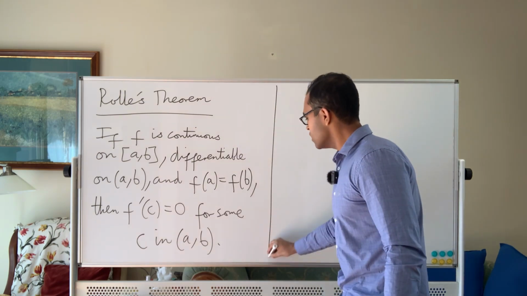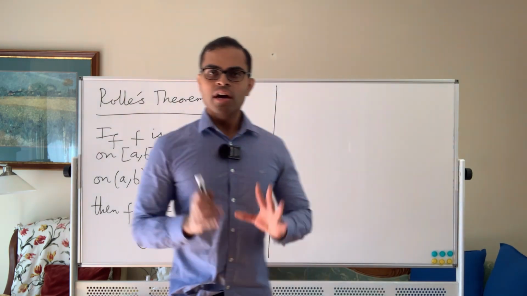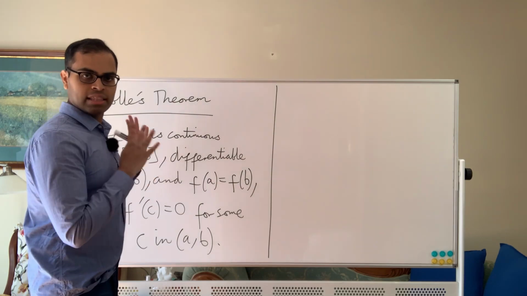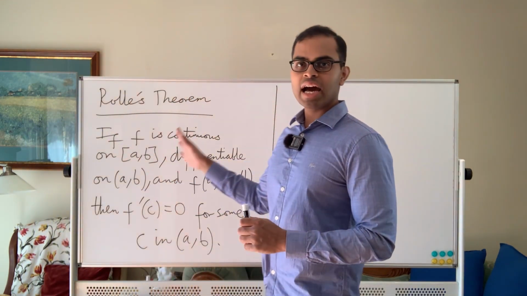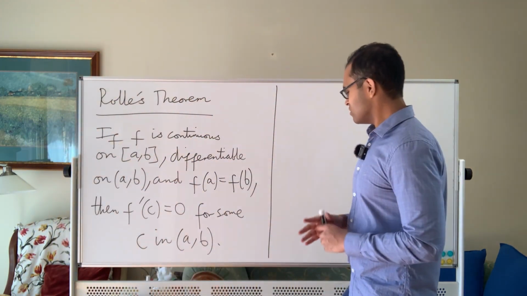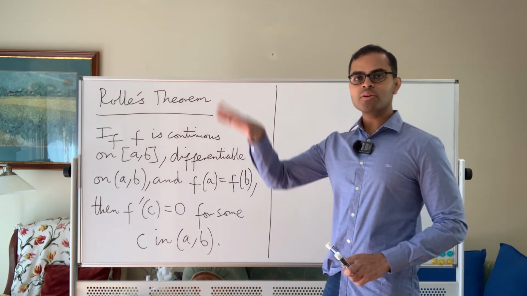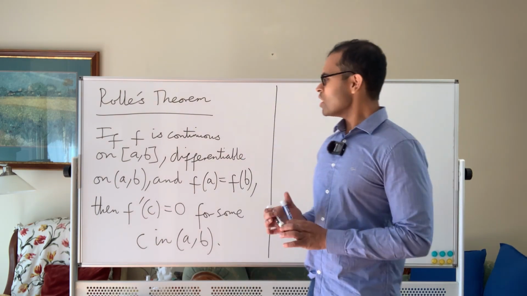So how does this work? The argument is going to be the following. First of all, what is the theorem telling us? That's the first step. The theorem is telling us, in some sense, it's kind of a discussion around the idea that what goes up must come down. So what do we mean by this?